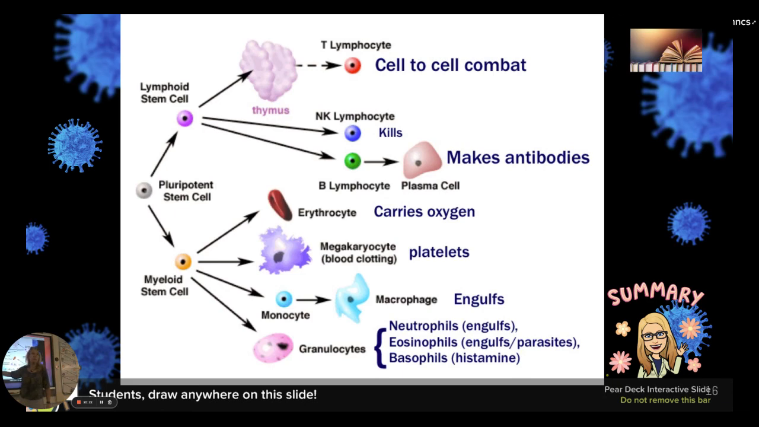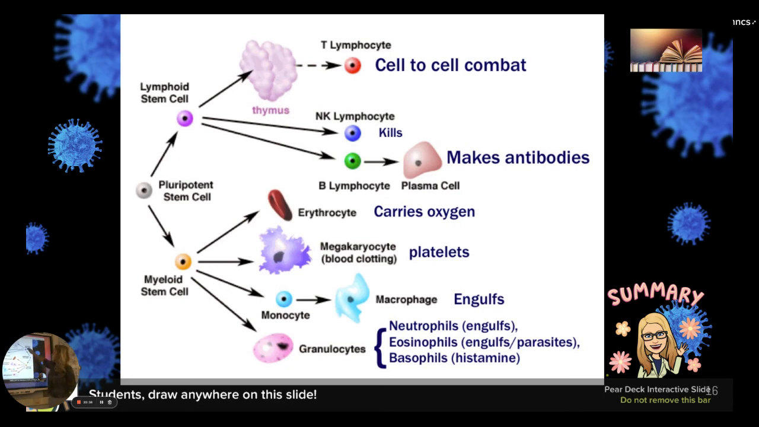Engulf. So this is one of your antigen presenting cells. And then this group of granulocytes, I pointed them out to you, but the one that I want you to know is neutrophils. They are first on the scene. I always remember that because they are numerous. So they are first on the scene.